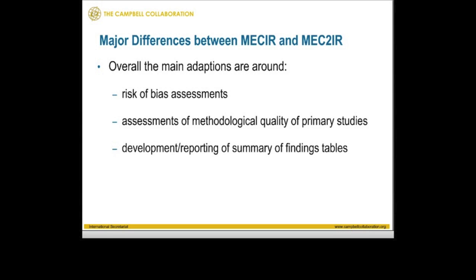And then finally, you'll notice some adaptations around the development and reporting of summary of findings tables. Again, recognizing that many Campbell Collaboration reviews may include tens, if not hundreds, of studies, and so we have to account and add some additional flexibility there in reporting standards.